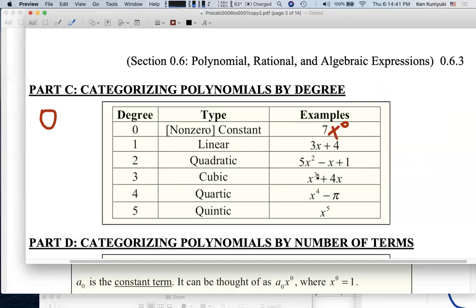Here's an example of a cubic. See, the highest exponent on x is a 3 in the descending powers form. And then these are more rare. 4th degree is quartic, 5th degree is quintic. Okay, but these are good terms to know. Constant, linear, quadratic, and cubic, which will tell you the degree of the polynomial.